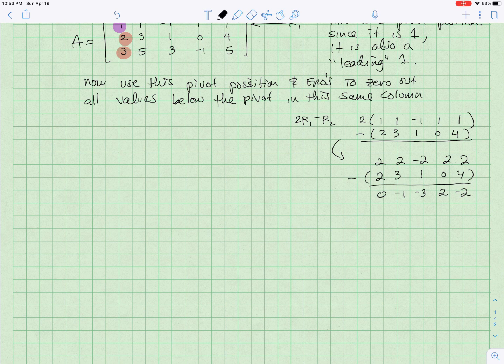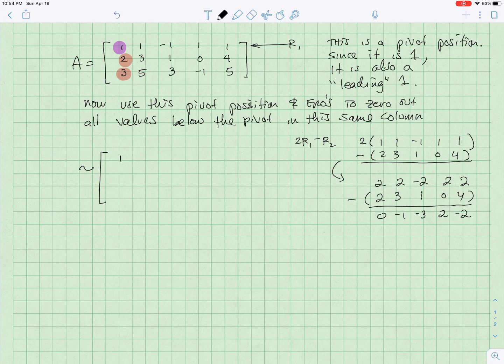And so what we're going to do is get an equivalent form. We want to leave our row with our pivot alone. That's 1, 1, negative 1, 1, 1. And then we're going to take 2 times row 1 minus row 2 and make that our new row 2. That's what that notation says. And you notice I put that next to row 2, so it's clear that that's where I'm doing that operation. And that result is what's going to go in this row. So that is 0, negative 1, negative 3, 2, negative 2.